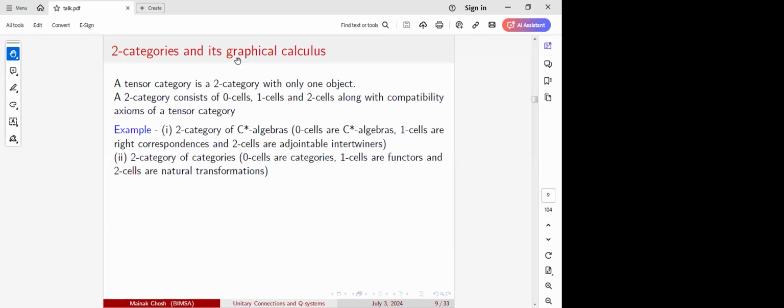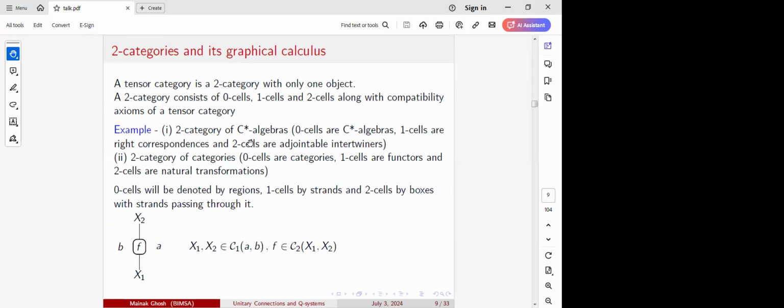So we will use some pictures, and in the pictures, 0-cells will be denoted by regions, 1-cells by strands, and 2-cells by boxes with strands passing through it. Now let me explain this through some examples. Okay. Now say we have two 0-cells A and B, and say x1, x2 are 1-cells from A to B, and f is a 2-cell from x1 to x2. Then this diagram will represent the 2-cell f.